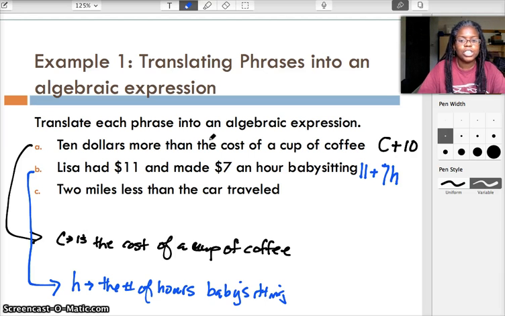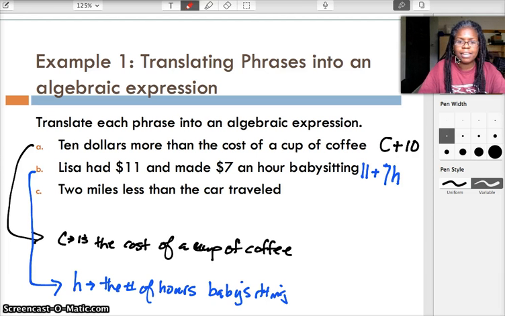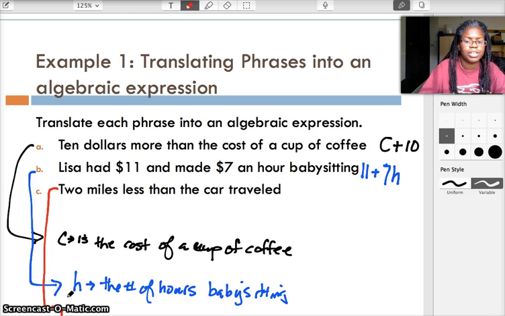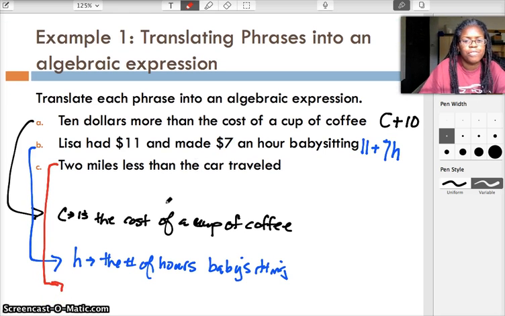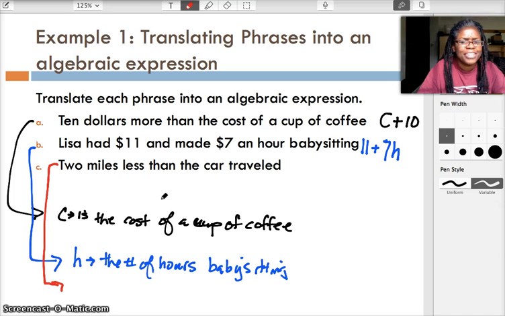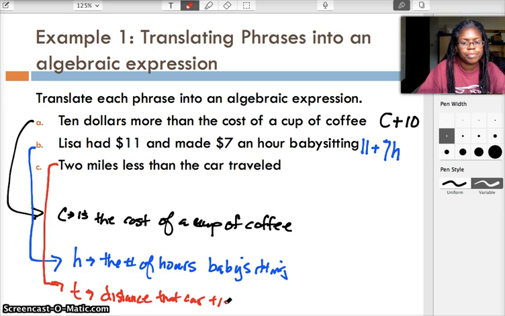Let's look at this next one. 2 miles less than the car traveled. So 2 miles less than the car traveled. What is the unknown information here? Let's define our variable. The unknown information is how far the car traveled. And so I'm going to use T, not as car traveled or traveled. I'm going to use T as the distance that the car traveled. All right. Now that we've got that going on, now we can write an expression.